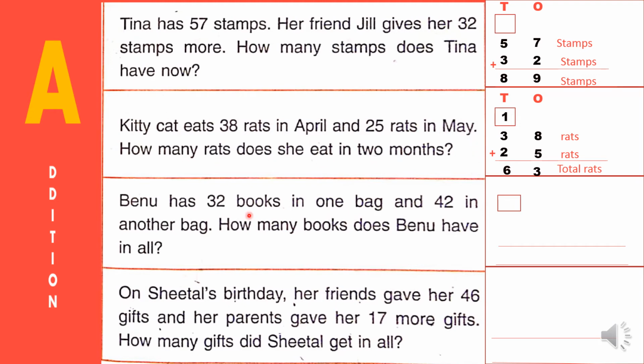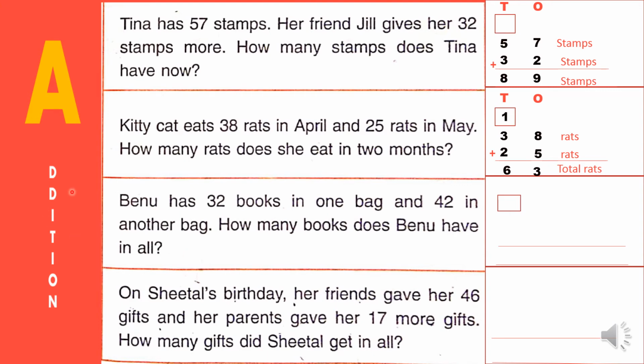Next we have to go to the next question. Okay, Binu has 32 books in one bag and 42 in another bag. In one bag he has 32 books, in another bag he has 42 books. So how many books does Binu have now in all? Total how many books does Binu have?